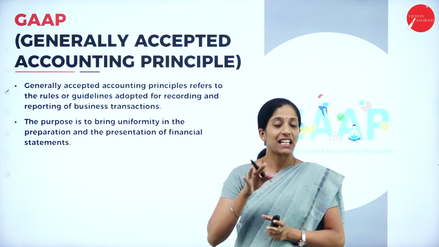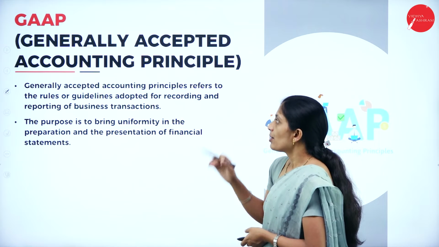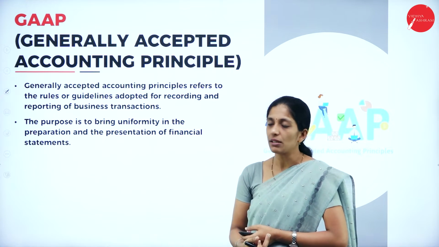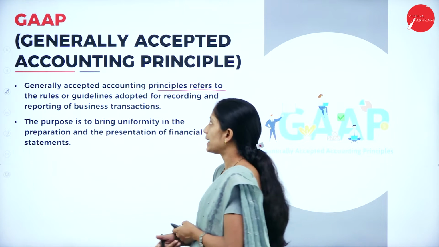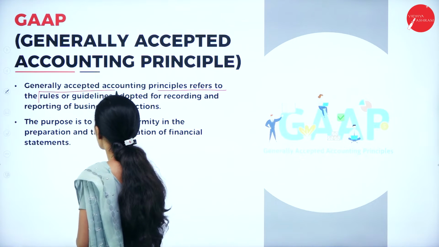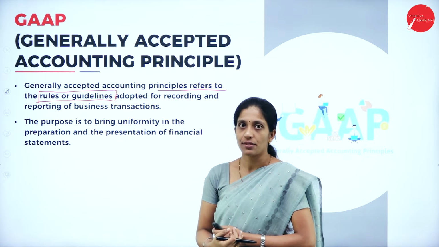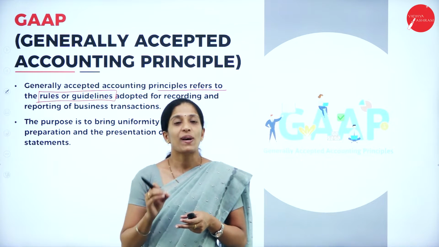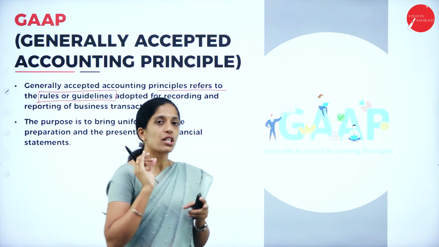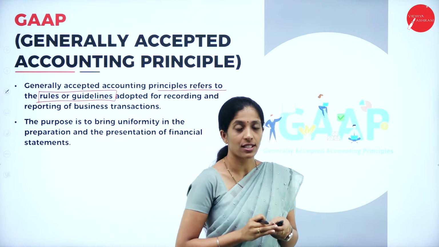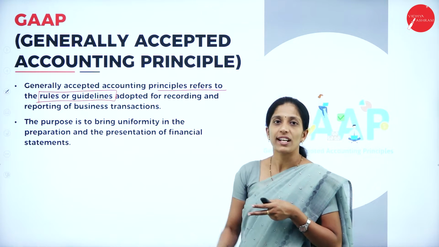So we have learnt about the introduction of accounting principles. Now let us see what this GAAP is all about. GAAP means generally accepted accounting principles. Generally accepted accounting principles refer to the rules or guidelines. What does it contain? It contains all the rules and guidelines adopted for recording and reporting of business transactions. In order to record, and after recording, once we prepare the financial statements, those financial results have to be reported to the users. Till then, whatever rules or guidelines are to be followed are included in the GAAP.